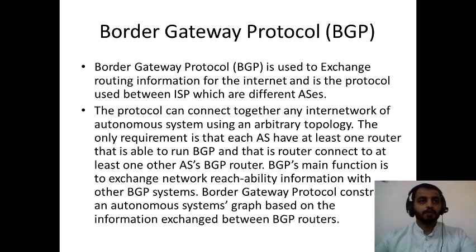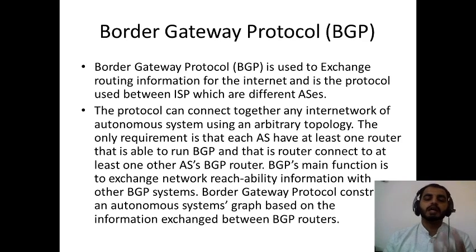It means if two individual networks each have a router which can run Border Gateway Protocol, then these two networks can communicate with one another using Border Gateway Protocol. This is the concept of Border Gateway Protocol.